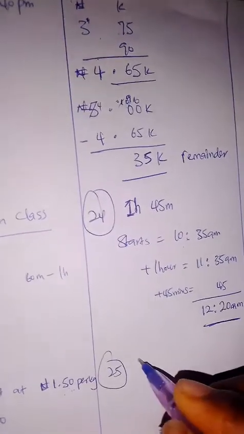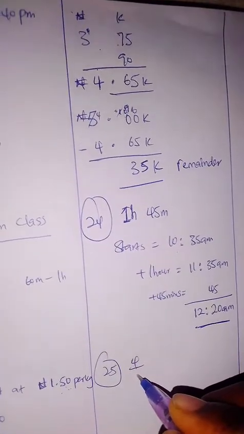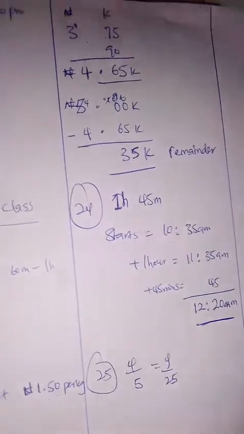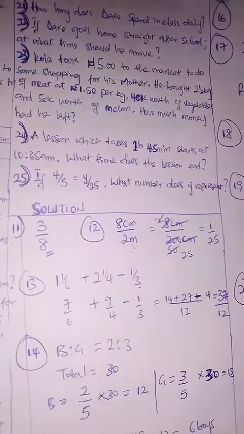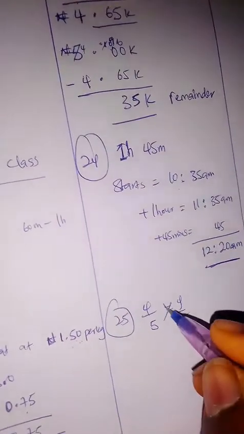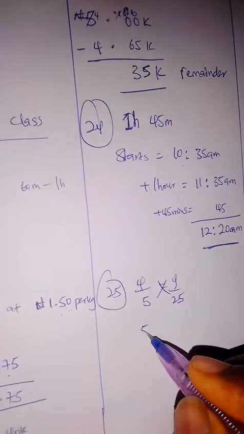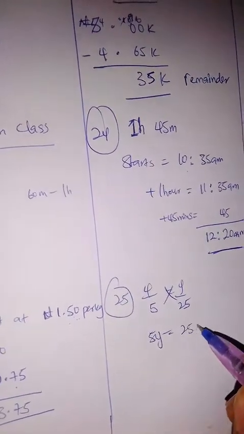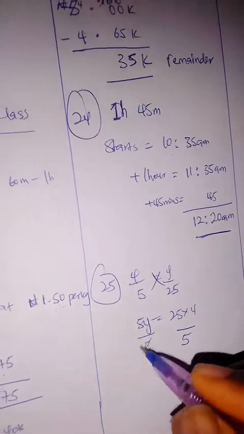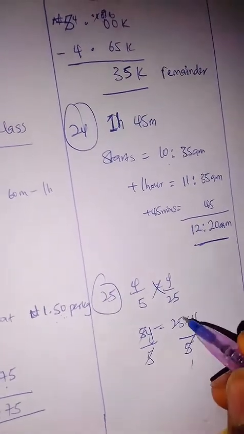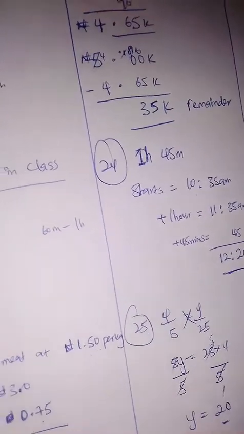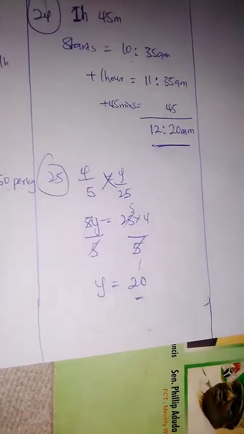Then finally, if 4 over 5 equals y over 25, what number does y represent? In this case, all I'll do is cross multiply. That becomes 5y equals 25 times 4. Dividing by 5, this cancels out: 5 times 4 is 20. So y represents 20. As simple as that.